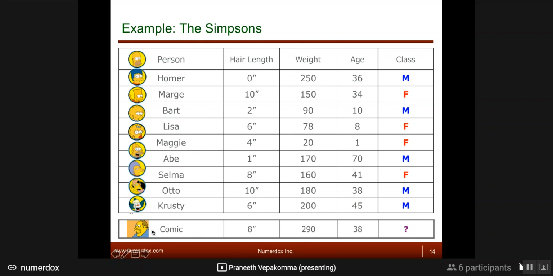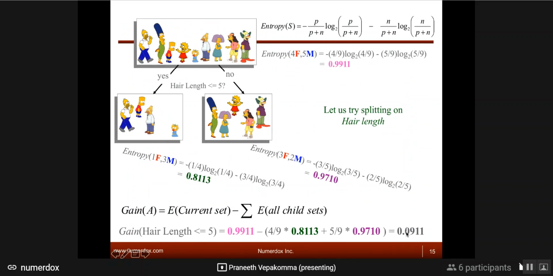Now, say in some test data set, some comic guy will come, and he'll give you information: hair length 8 inch, weight 290, age 38. He won't give you his photo. Then you have to figure out male or female. If your random forest model is good, it will try to do these things with higher accuracy.